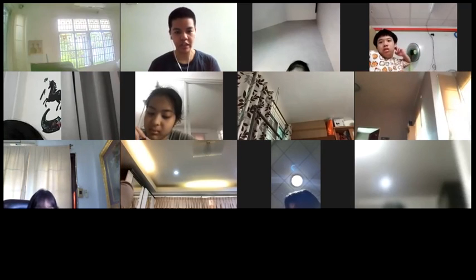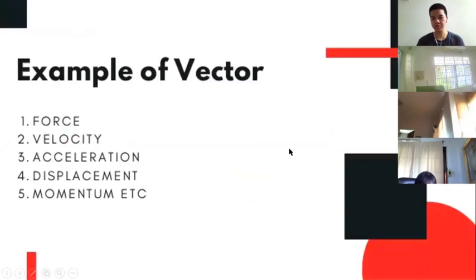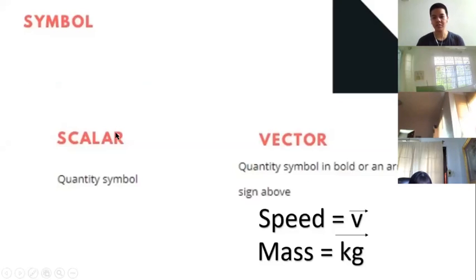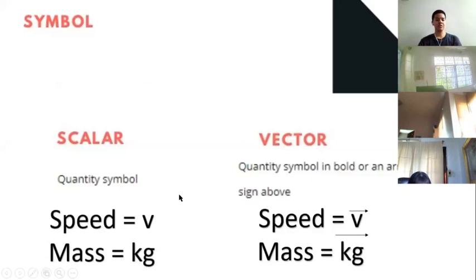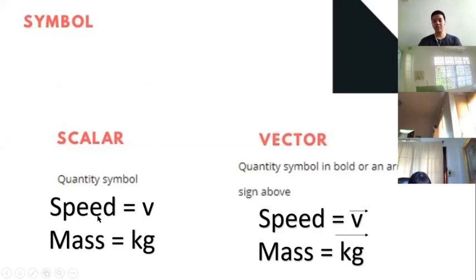We are going to have a game later. So please get your books because we are going to answer. And before we answer, let me show you the symbol of scalar and vector. For example, examples of scalar are speed and mass. What is the symbol of speed? The symbol of speed is V, right? So the symbol of scalar is just a quantity symbol. Your quantity is speed and the symbol of speed is just V.